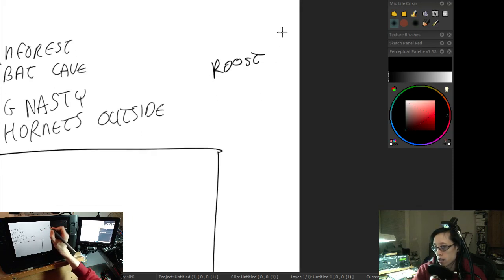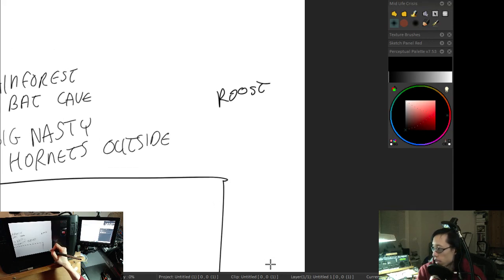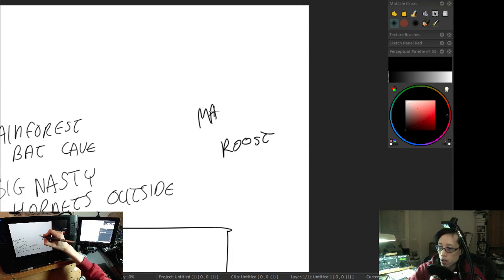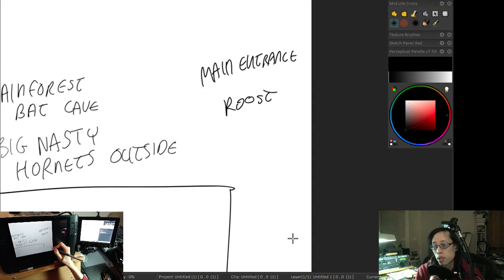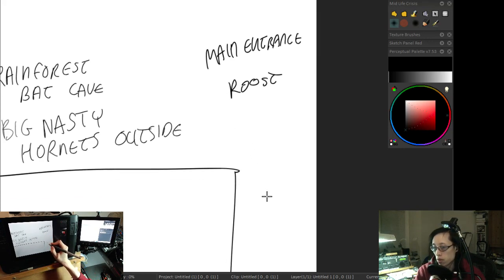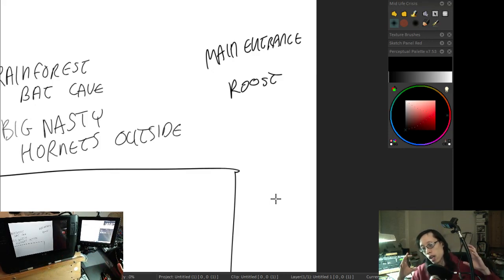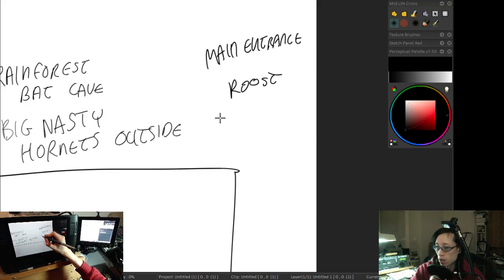This is where the bats stay. There's going to be the main opening, the main entrance for the bats. I would imagine that there would be some sort of pedestrian exit. So I guess the roost, maybe the guy's house is not necessarily right inside the bat cave, but it's really close to it. So a very proximal entrance.